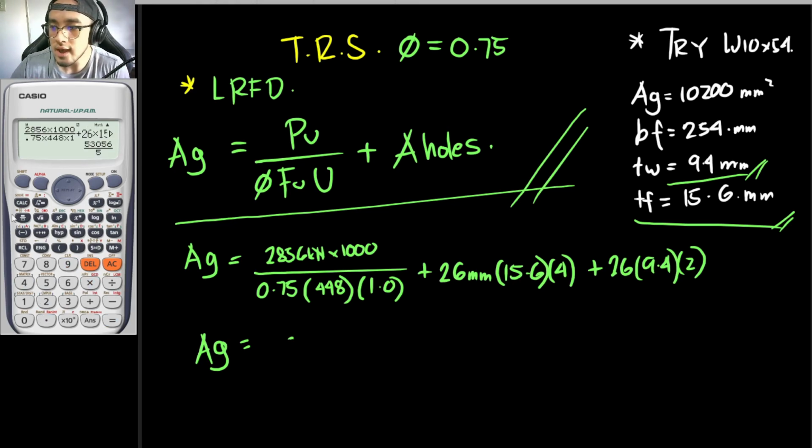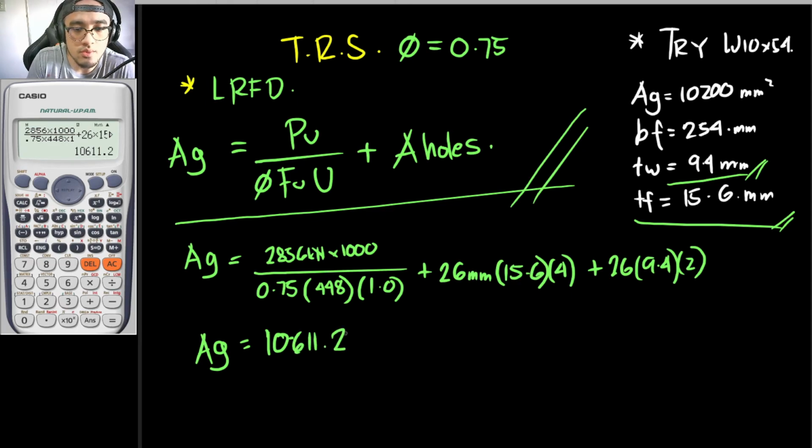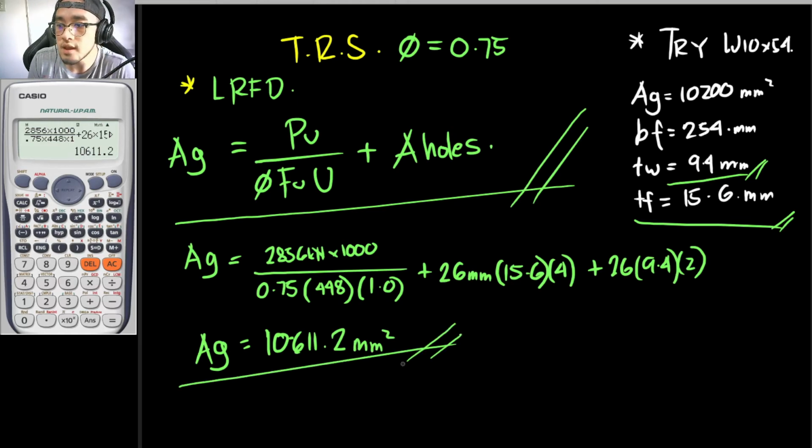So with that, guys, our answer here is 10,611.2 millimeter squared. So this is to be the required area in LRFD. So for your ASD counterpart, just do this again, but in terms of PA and omega, and you would be arriving at a certain answer. But once again, what I would be doing here is that I would be designing it in LRFD, and I would be checking its adequacy in ASD later.